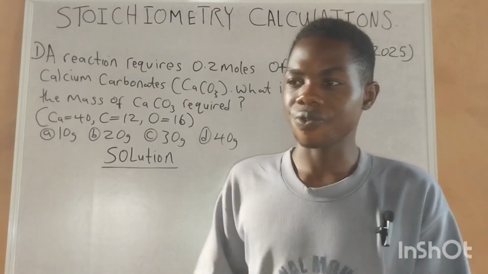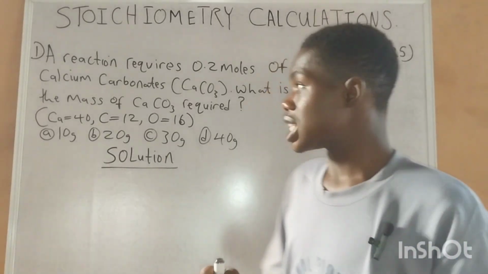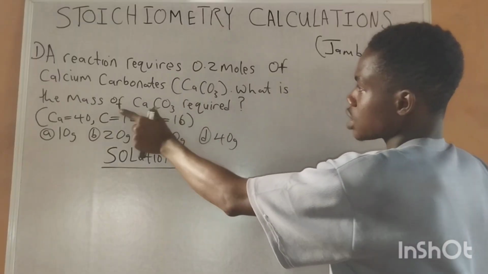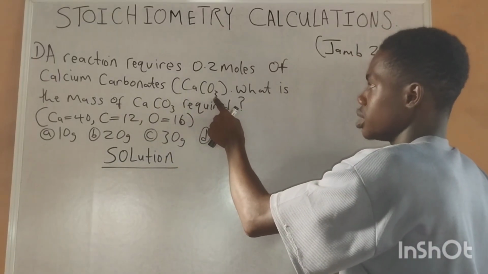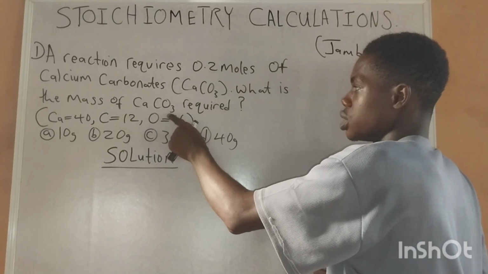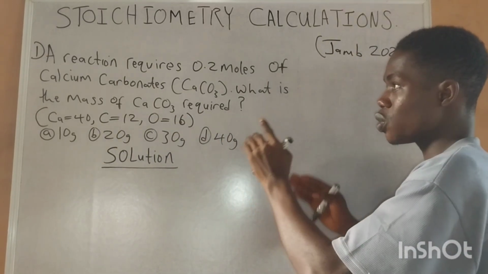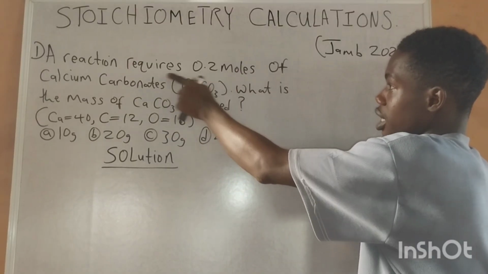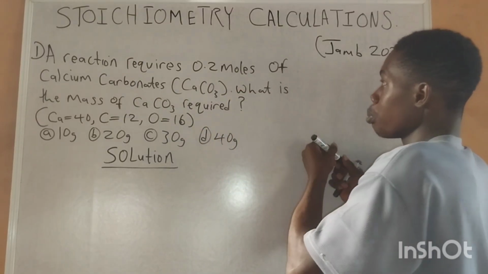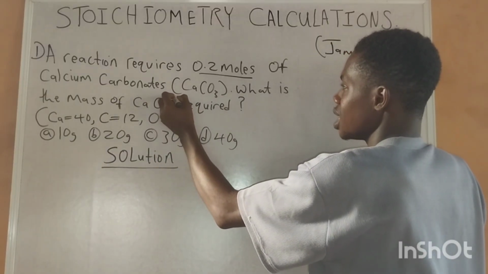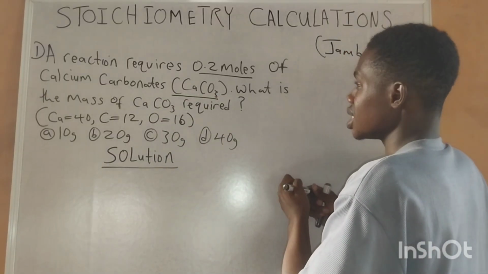So let's start with the first question of the day. The question says a reaction requires 0.2 moles of calcium carbonate, which happens to be CaCO3. And the question says, what is the mass of CaCO3 required? Now, if you look at this particular question, the reaction requires 0.2 moles of calcium carbonate, which happens to be CaCO3. Now, what is the mass?